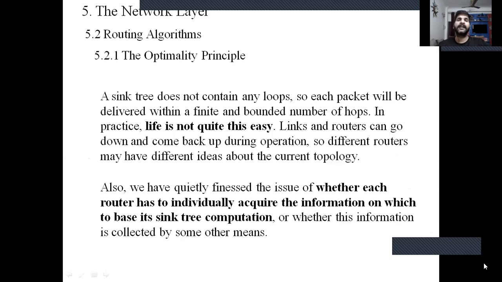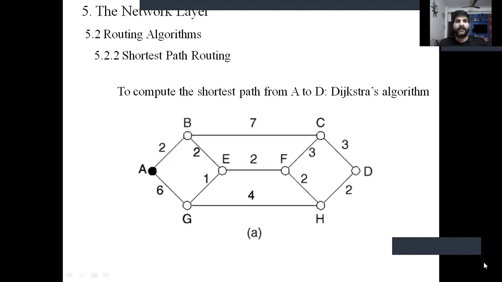In practice, life is not quite this easy. Links and routers can go down and come back during operation, so different routers may have different ideas about the current topology. Also, we have to consider whether each router individually acquires the information on which to base the sink tree computation, or whether this information is collected by some other means.